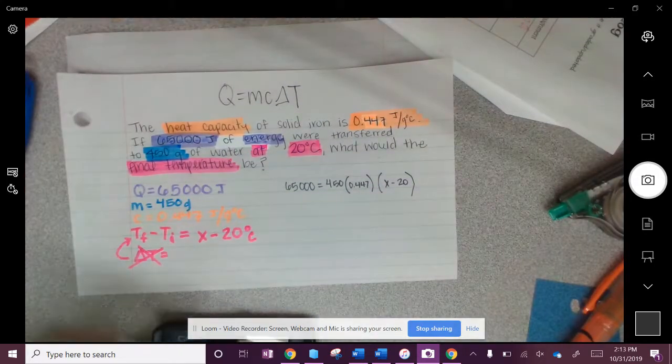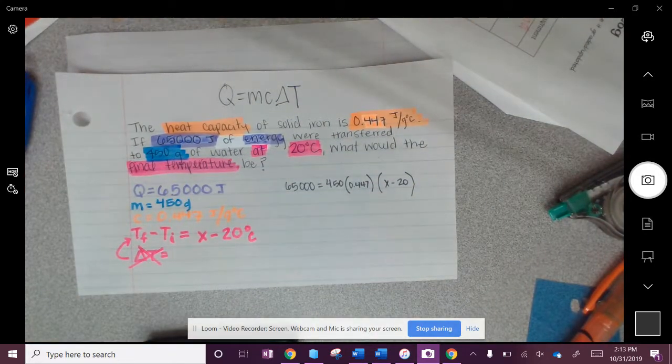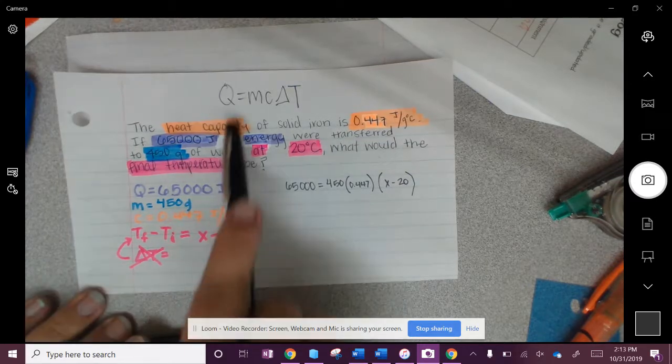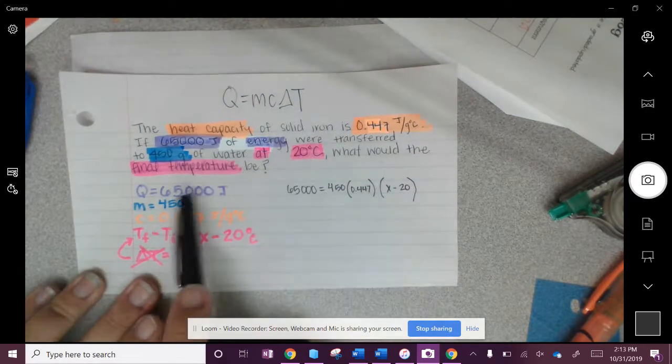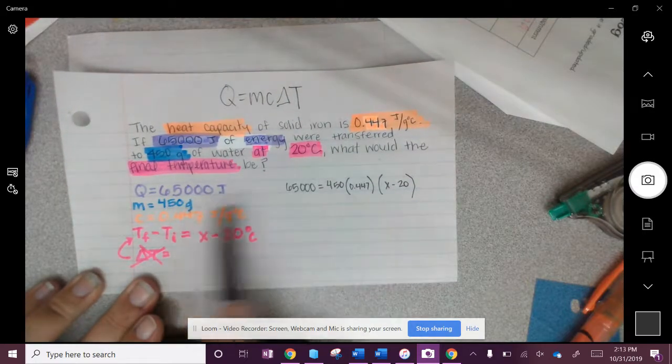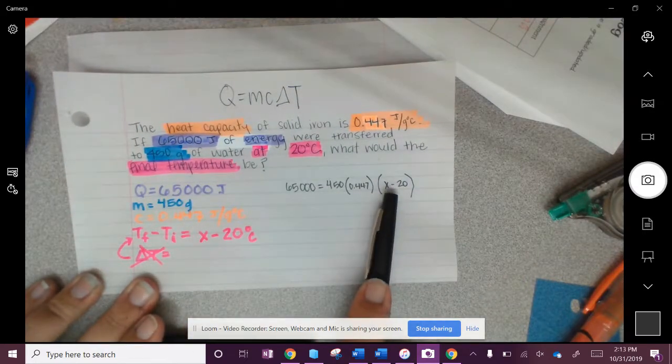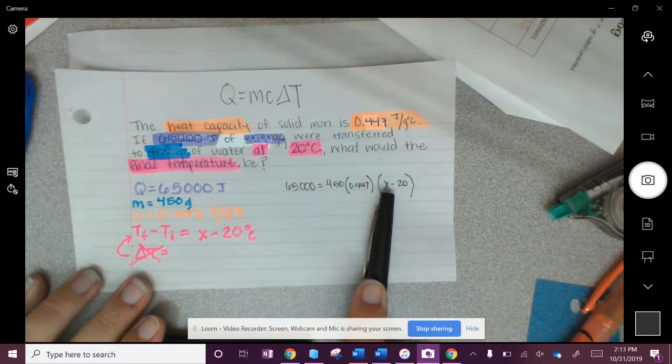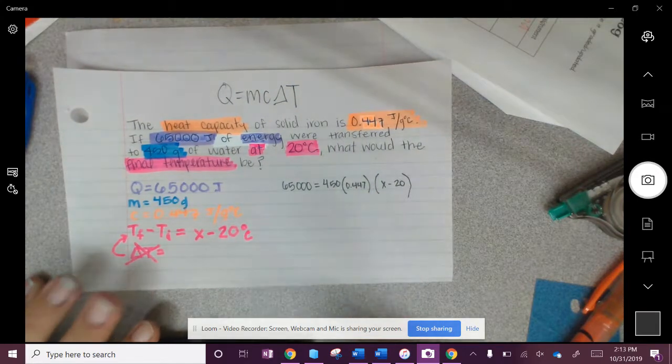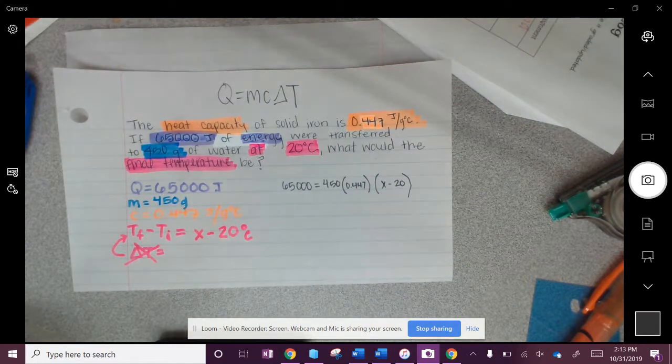Okay, if you pause the video and replayed it, now hopefully you have gotten to this point. All I did was plug in my numbers to the Q equals mc delta T. So I have my Q, my M, my C, and my delta T. Now go ahead and pause the video again if you haven't already and try to get the answer. And I will show you my work as I go.